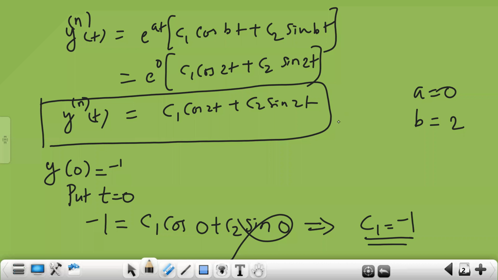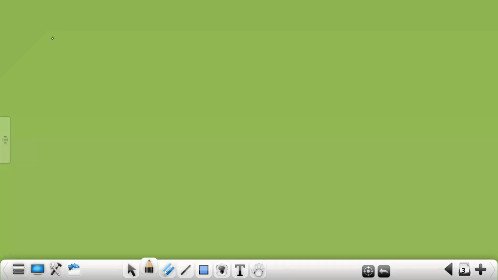Now to find C2, you will take the second initial condition. Now what is the second initial condition that we have? dy by dt at t equal to 0 is 1. This was the initial condition that is given.